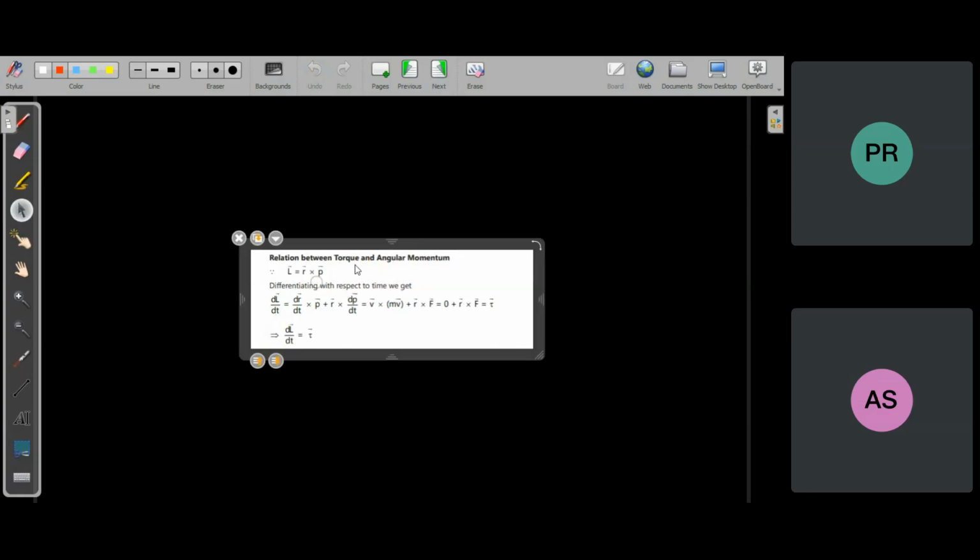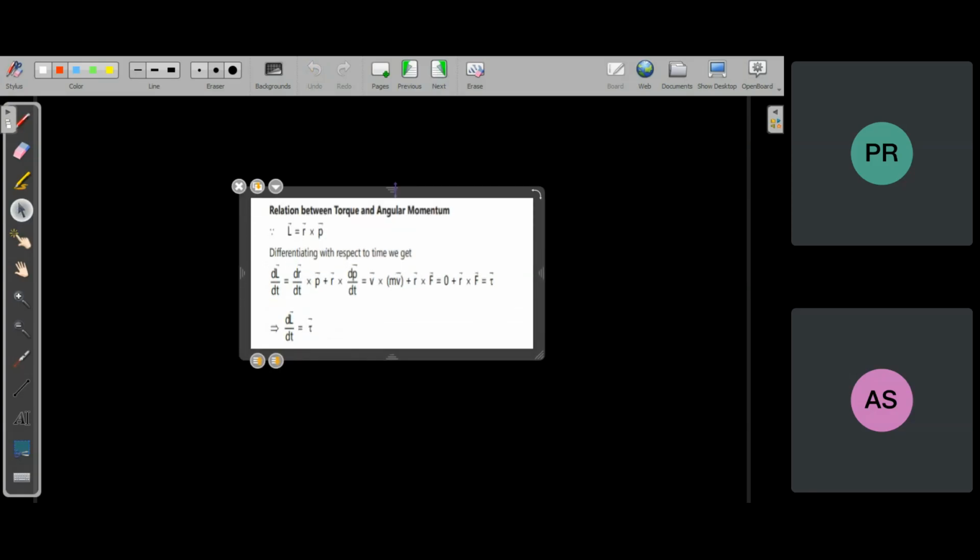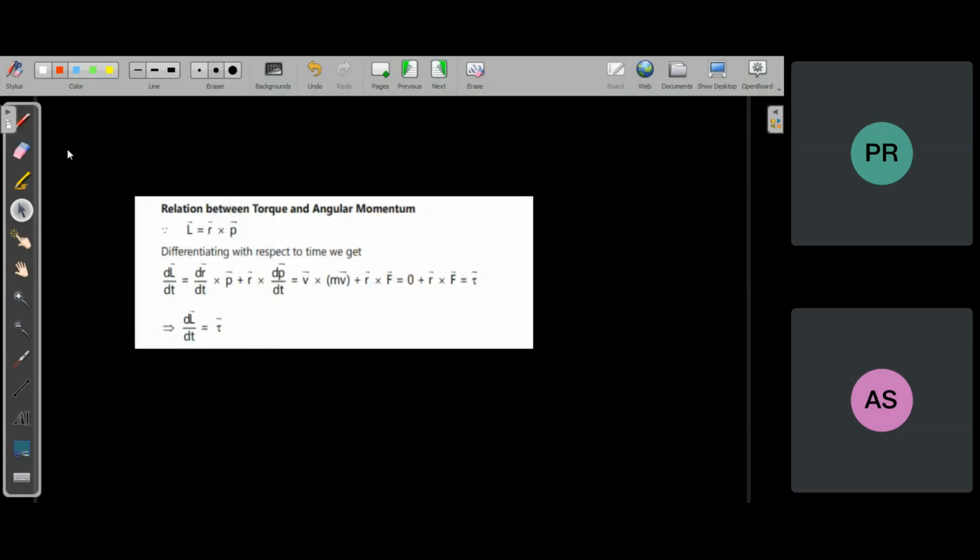After that, I gave you a relationship between the torque and the angular momentum. This is the formula of angular momentum, and if you differentiate this equation on both sides, you will get dL by dt is equal to r cross F, and you know r cross F is the formula of torque about that point. So the rate of change of angular momentum about a point will give you the torque acting about that point. Is it clear? Yes, sir, it is clear.